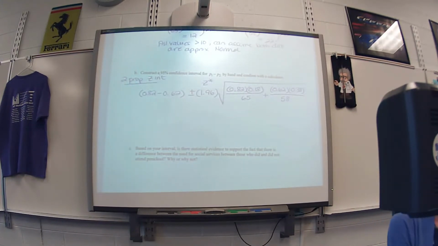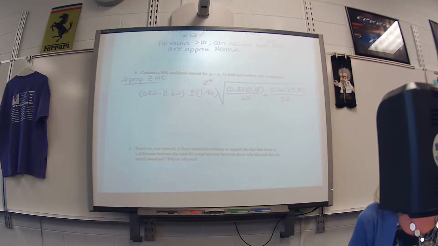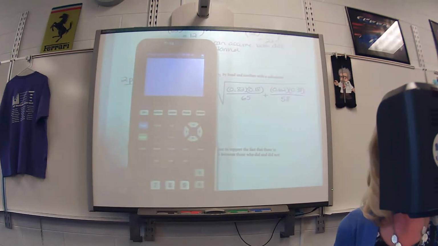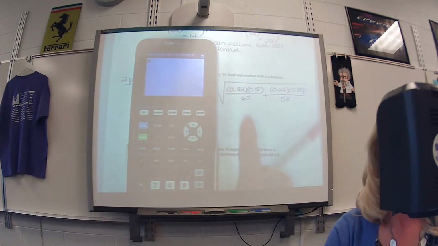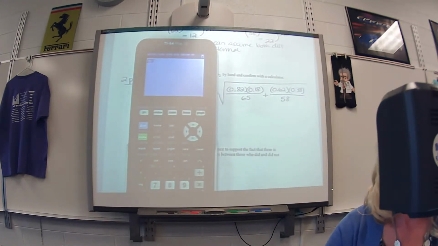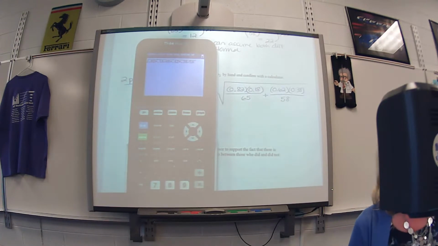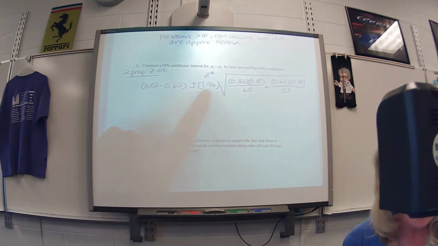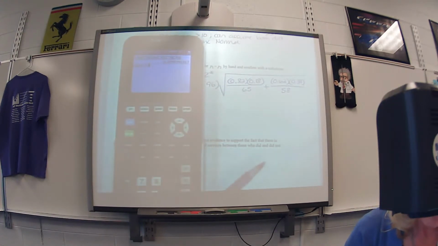Now, the good news is that's very easy to type in your calculator. You don't need any parentheses or anything. If you open up a square root, you should be able to type it right in order: 0.82 times 0.18 divided by 65 plus 0.62 times 0.38 divided by 58. You don't need any parentheses or anything. Your order of operations are all going to be good. So that would be about 0.08, but I'm not done with that yet because I still need to multiply by 1.96.